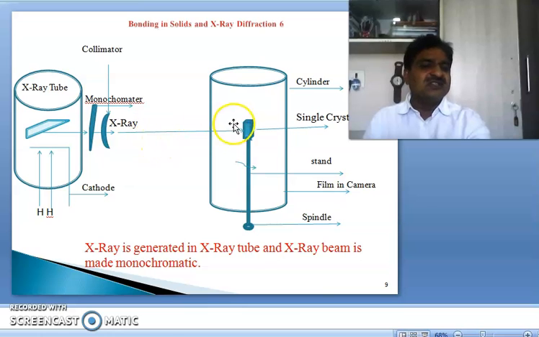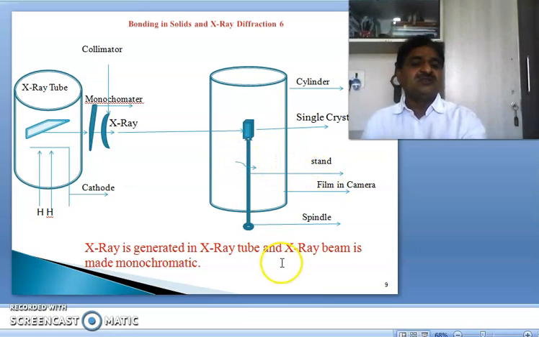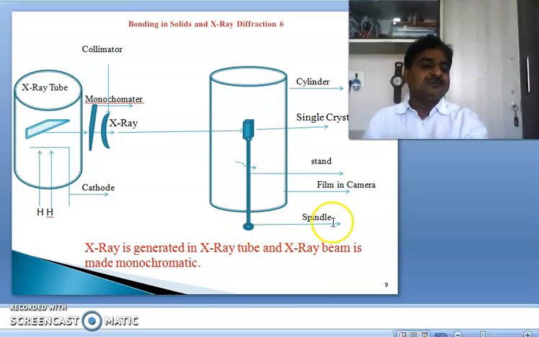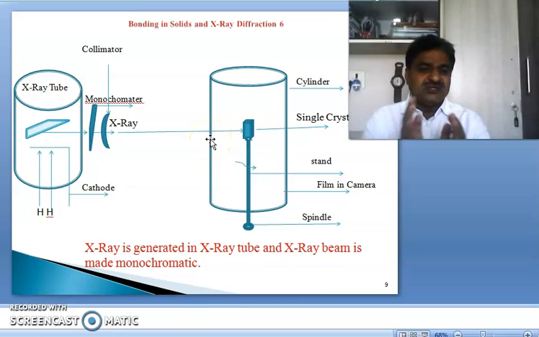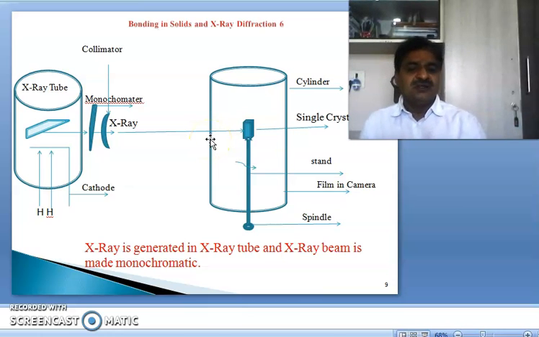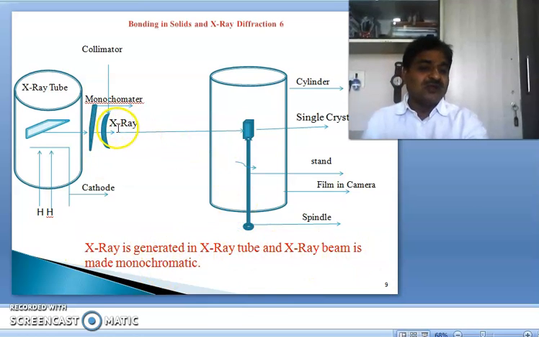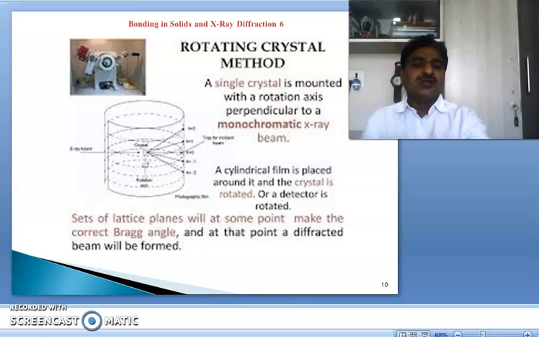So the beam of X-rays is incident on this single crystal, which is mounted on the stand, or we can say mounted on the shaft, which is connected to the spindle, or which is connected to the motor. And here a cylindrical camera is fitted, inside this cylindrical photographic camera. The single crystal is mounted. So this is the basic diagram of the rotating crystal method. X-rays are generated in the X-ray tube and the X-ray beam is made monochromatic. It means having a single wavelength.